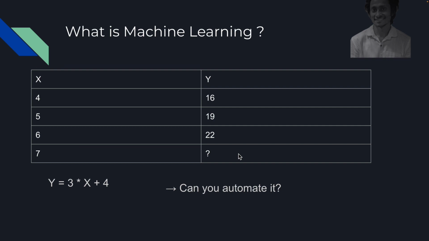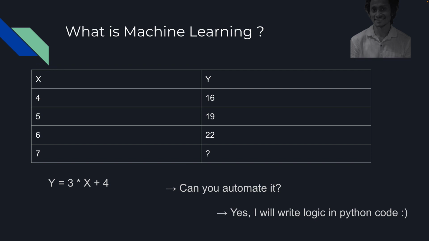Now, let me ask you an interesting question. Can you automate this process? That is, I don't want any human intervention, or I don't want a human to constantly use pen and paper and calculate and give me the answer. Is it possible to automate this process so that I simply give a number as an input and I would get the output as expected? Well, it is completely possible.